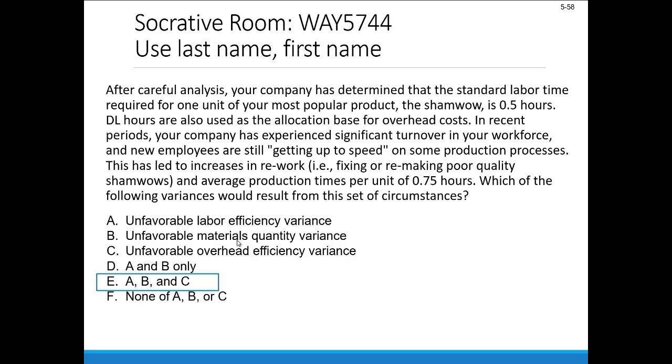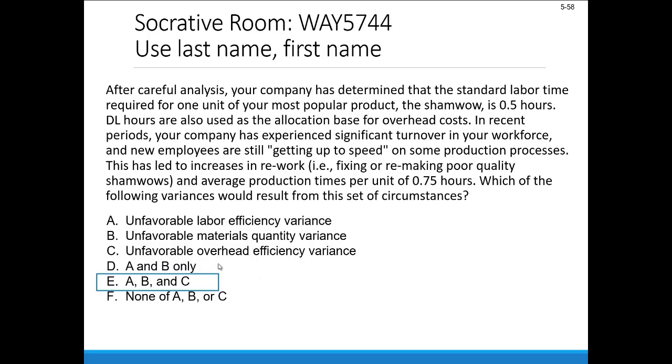Next, we had an unfavorable materials quantity variance. This one is a little trickier. It did say that the employees are still getting up to speed on some production processes. And as part of that, they're having to remake poor quality ShamWows or fix their old ones. So they may be wasting material in that process, having to throw away ones that aren't made correctly and make the new ones the right way. So we could have an unfavorable quantity variance for materials because of that.